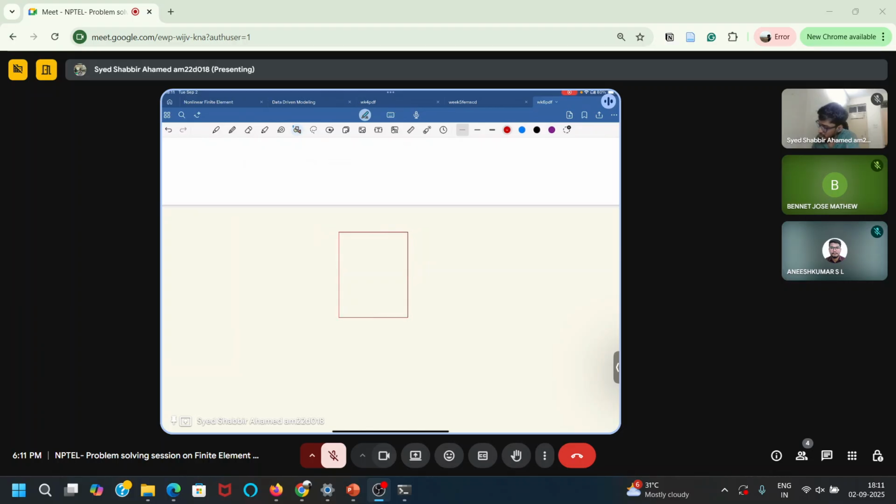This is my quadrilateral, and first I will use the Lagrangian family. So we'll see how we can find out shape functions using quadratic shape functions using the Lagrangian approach.